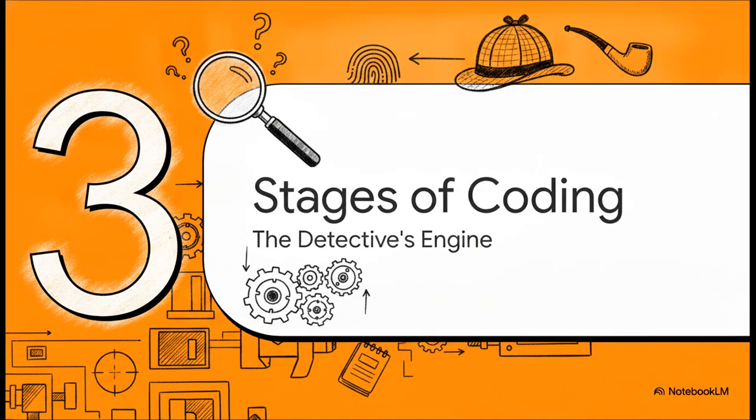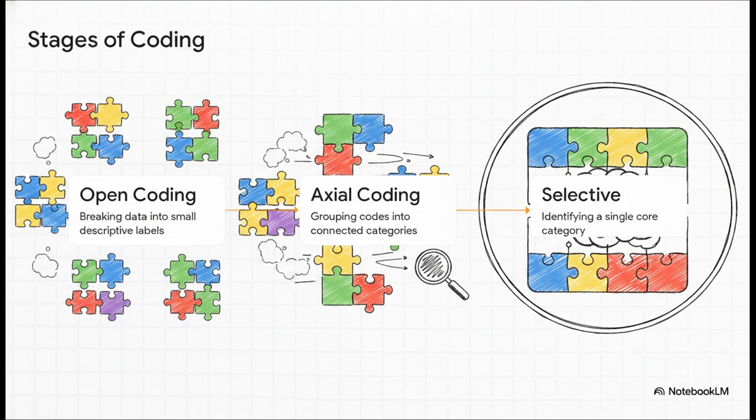Now let's pop the hood in Section 3, the 3 stages of coding, the detective's engine. Think of this whole process like building a jigsaw puzzle without having the picture on the box. Step 1 is open coding, where you break the data down into small, descriptive labels, kind of like organizing your puzzle pieces by color. Step 2 is axial coding, grouping those codes into connected categories, essentially finding the pieces that connect the edges together. And finally, Step 3 is selective coding. This is where you identify a single core category that integrates everything together, revealing the whole picture.